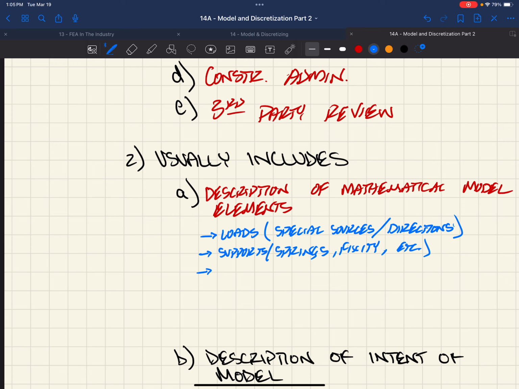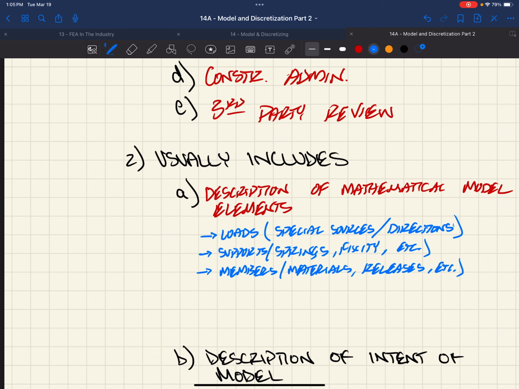Our model is going to have members. Those members have materials and releases and other attributes to them: density, thickness, things like that. If they're rods, maybe diameters, things like that.